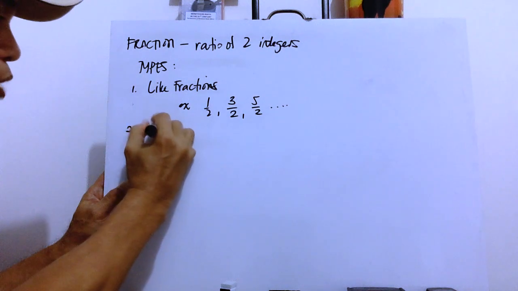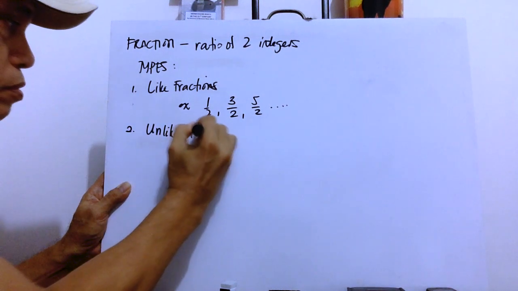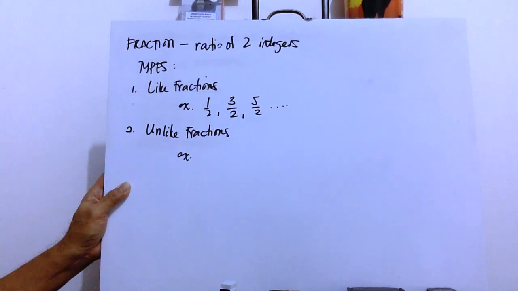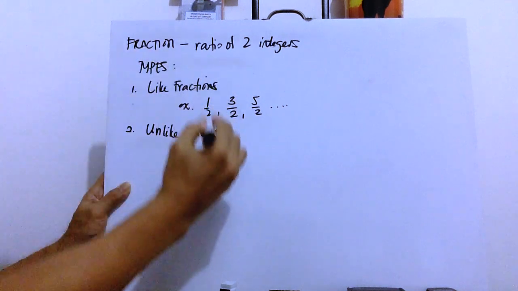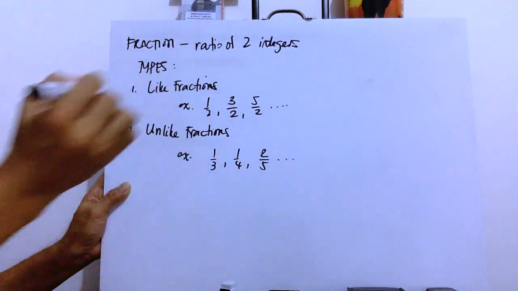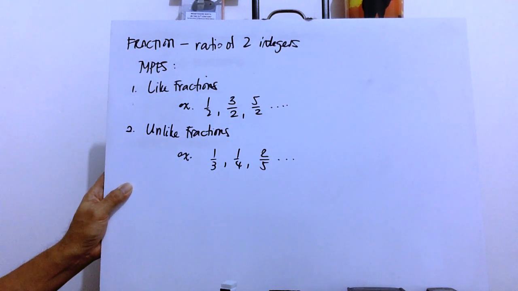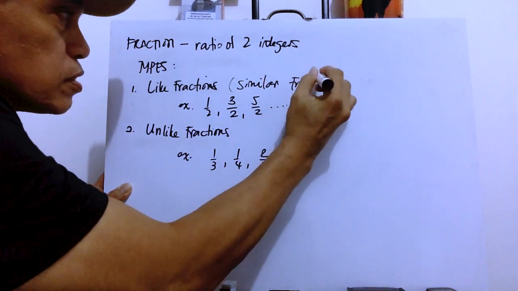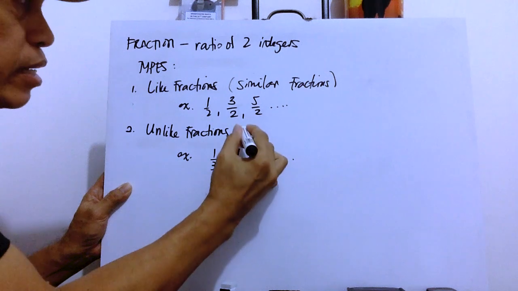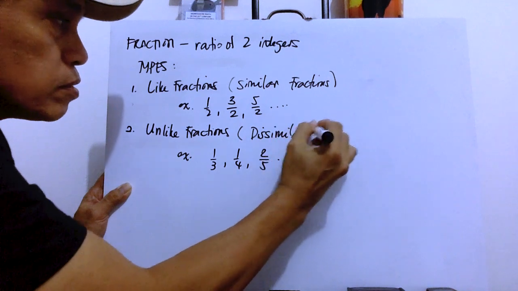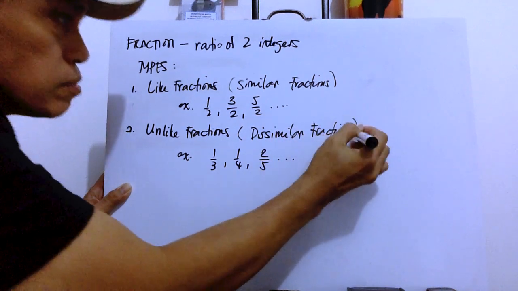Second type, we have the unlike fractions. These fractions are fractions whose denominators are different. 1/3, 1/4, 2/5. These are types of unlike fractions. Sometimes we call like fractions as similar fractions. Another term for that is similar fractions. And for unlike, we have dissimilar. Okay.